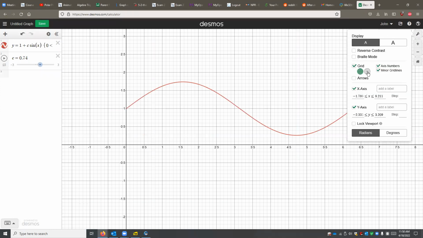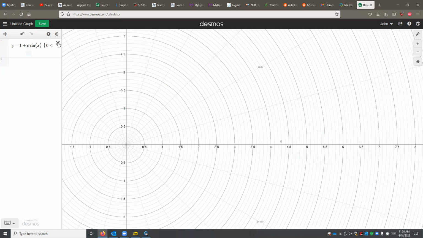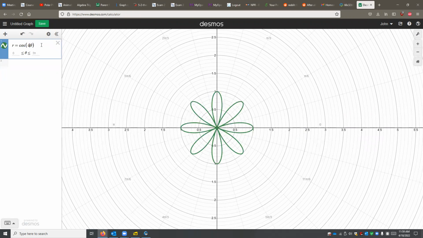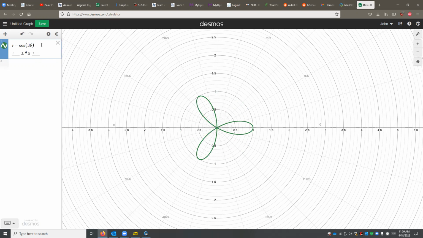Desmos does have a polar mode. You can change it like this. And then if you type r as a function of theta, it will graph in polar. So here's the one I just did, r equals cos 2 theta. Right, petal graph, 4 petals. If I were to do cos 4 theta, 8 petals. Cos 6 theta, 12 petals. No, cos 3 theta. Oh, that's 3 petals. Cos 5 theta, it's 5 petals.